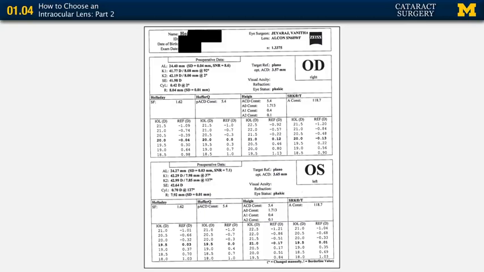Here we pull up the IOL Master calculation readout. And it's tempting, since we already know what our target is, we know that he wants a distance correction, it's tempting to look right at the numbers and say, okay, let's shoot for plano, maybe a 20.5 diopter lens here. However, that's kind of not taking into account our framework, which we've just discussed. And we'll see that doing that can be a problem.